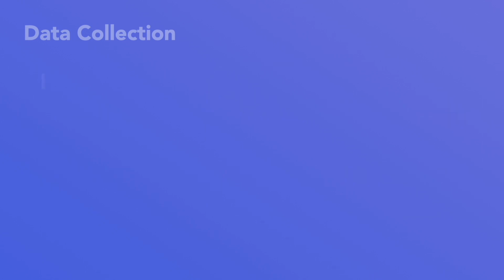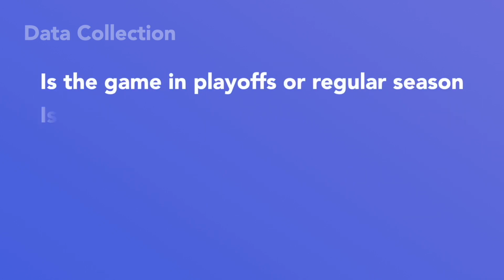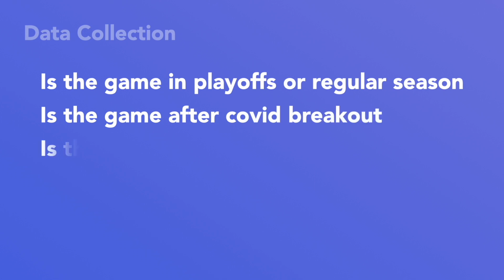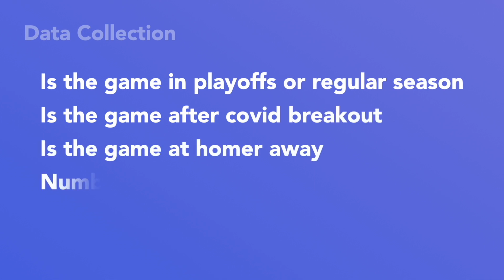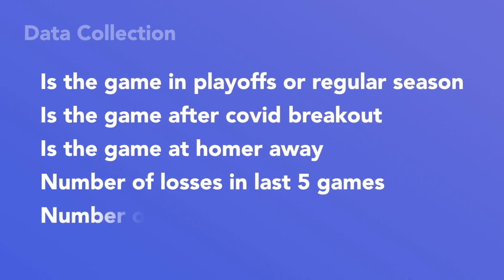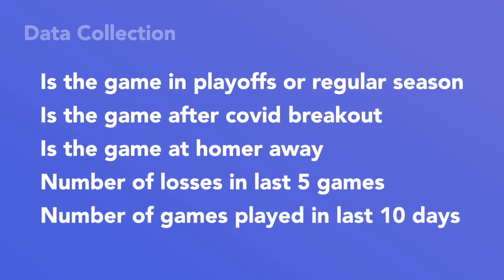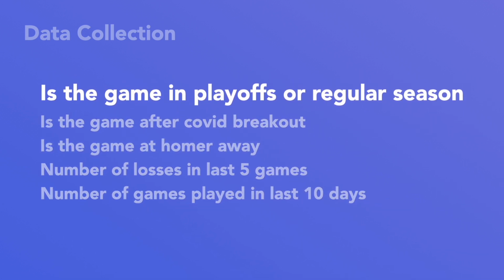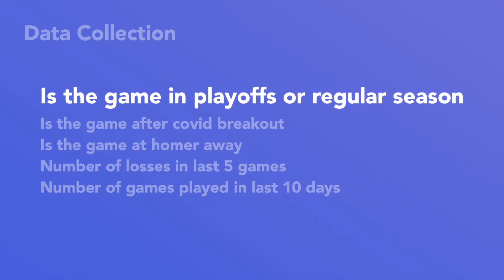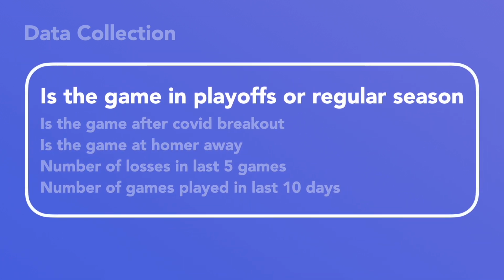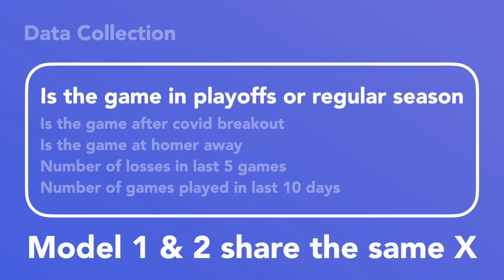In both models, our axes are the same. They all represent characteristics of the player, for example, home or away, before or after COVID, and so on. And among all of these, the most important axis we will look into is whether the player is in the playoffs or the regular season.